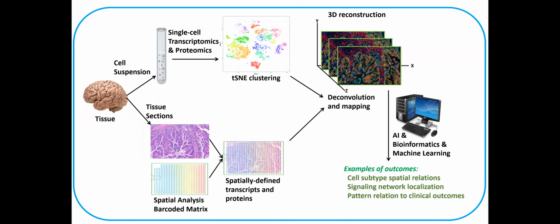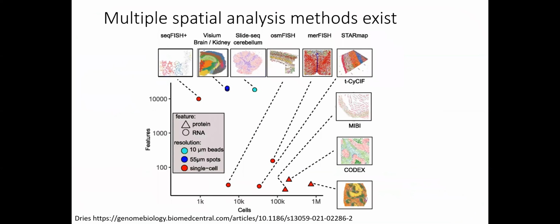Examples as we move forward is we're hoping to be able to take this single cell transcriptomics, be able to do spatial transcriptomics, and using the information, we can deconvolute those data so that we can really get appreciation of this high content at the single cell level within a spatial context. And with advances in artificial intelligence and bioinformatics and machine learning, we're being able to get in-depth approaches and gains to the biology and medicine of multiple diseases. We can get cell subtype spatial relationships, signaling network location, and patterns and relations to clinical outcomes.